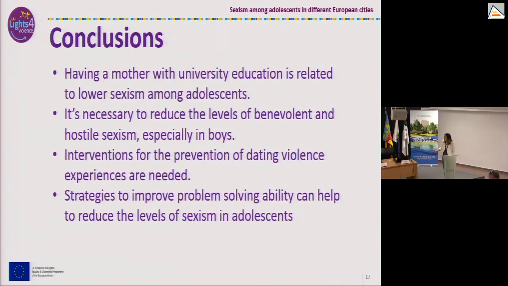In conclusion, having a mother with university education is related to lower sexism among adolescents. It's necessary to reduce the levels of benevolent and hostile sexism, especially in boys. Interventions for the prevention of dating violence experiences are needed. Strategies to improve problem-solving ability can help to reduce the levels of sexism in adolescents.